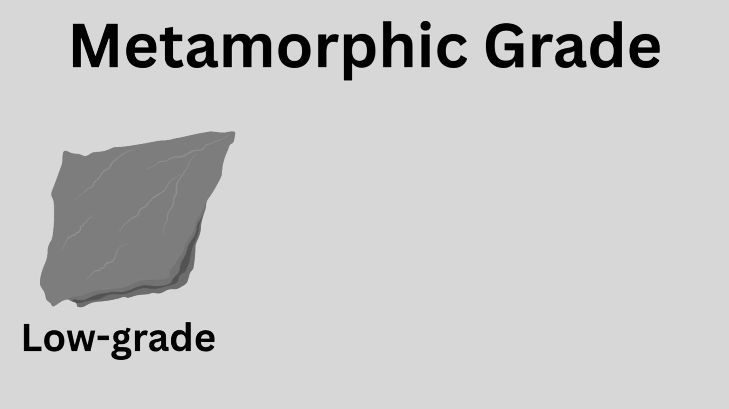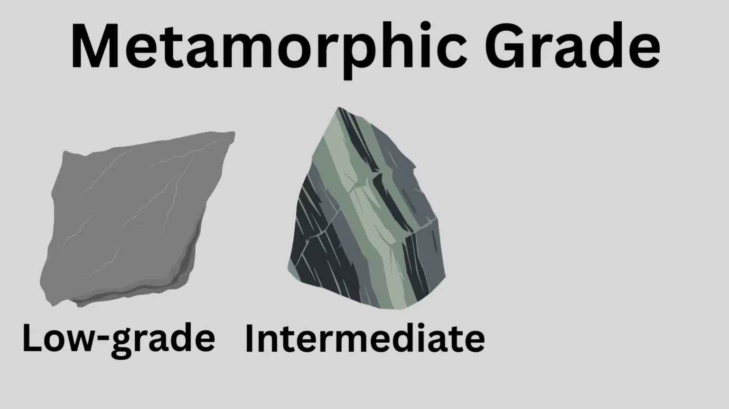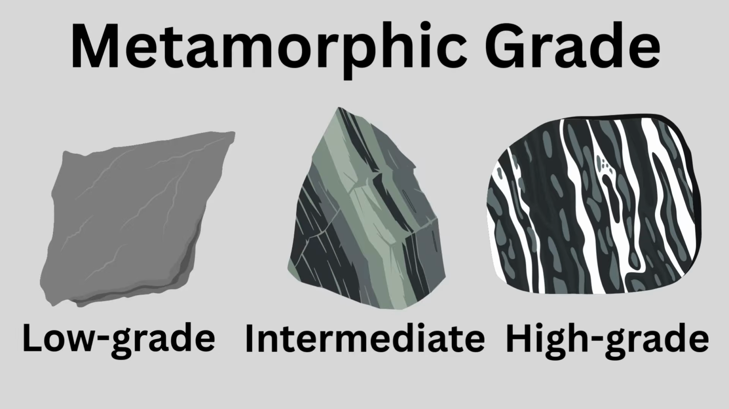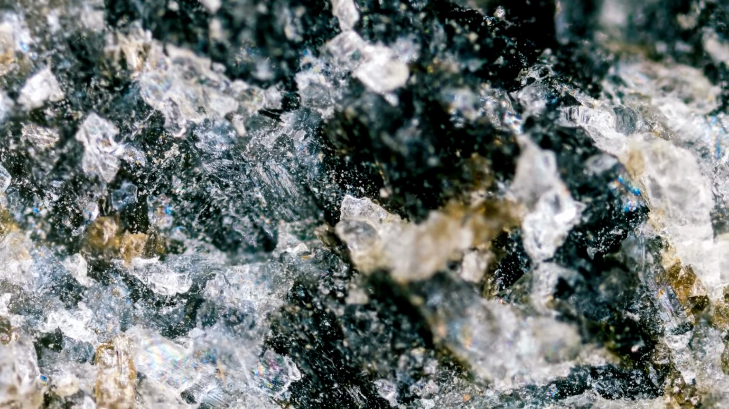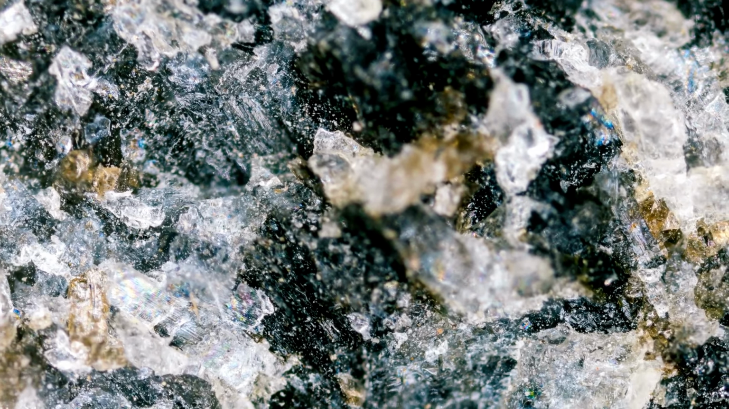As temperature and pressure increase, the rock enters intermediate grades. Here, minerals grow large and become more visible, producing foliated textures. At the highest grade of metamorphism, extreme heat and pressure cause mineral segregation into distinct bands. The minerals present in a metamorphic rock provide important clues about its grade.